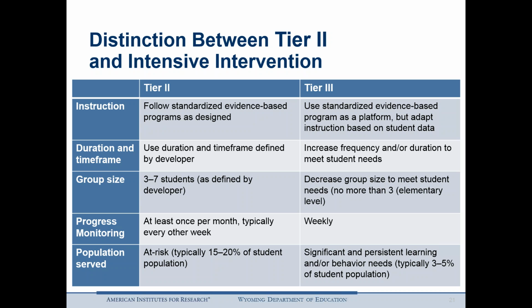While progress monitoring at least once a month is generally sufficient for Tier II, at the intensive level, it's recommended that you collect data weekly. Lastly, you'll note that the population served by Tier II interventions includes students who have been identified as at risk in a particular content area. This is typically about 15 to 20% of the student population. The population served by intensive interventions includes students with significant and persistent learning or behavioral needs and only makes up about 3 to 5% of the general population.